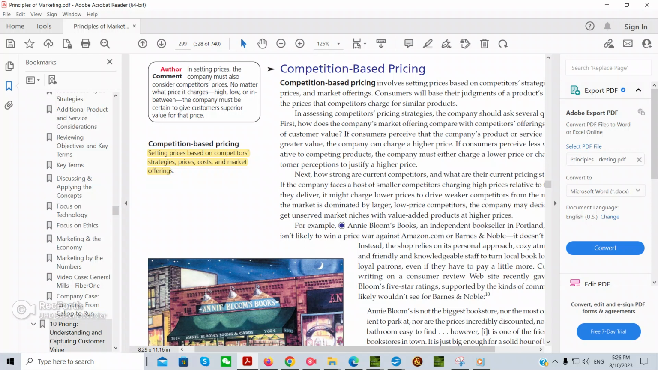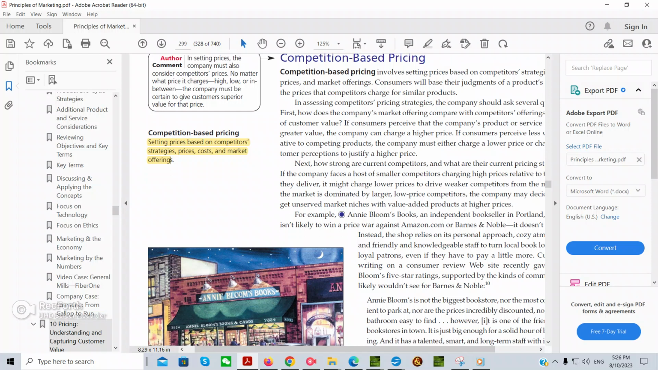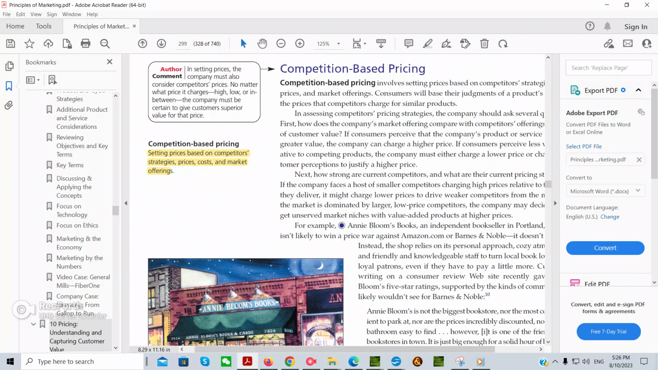All right, let's move on to competition-based pricing. Now, remember that competition-based pricing is setting prices based upon competitor strategies, prices, costs, and market offerings. So basically, the first thing is you need to know what the competition is charging. To be competitive, you have to have a price that's close to their price. If it's the same offering, meaning the product or service in terms of its benefits and features, then what is the cost?